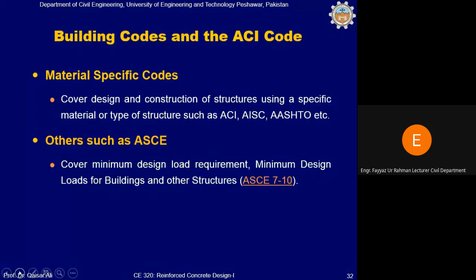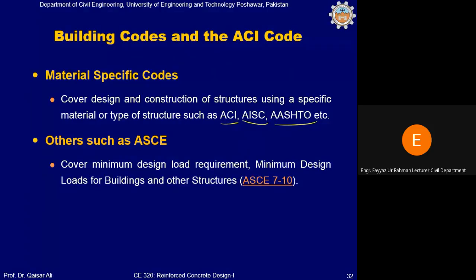Material specific codes are like ACI, which we will be using this course, especially ACI 318. So American Concrete Institute, this is a code. AISC is another code, which is American Institute of Steel Construction, which is used for the design of steel buildings. And AASHTO, which is used for the design of bridges, roads, etc.